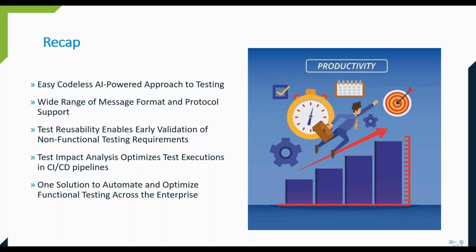And then it offers test impact analysis, and that helps teams to optimize their test executions in CI/CD pipelines so that they can focus testing on application change. This really allows teams to accelerate that feedback loop and allows them to validate changes a lot faster. It really provides a complete solution to automate and optimize functional testing across the entire enterprise.